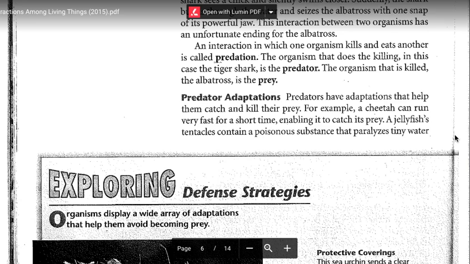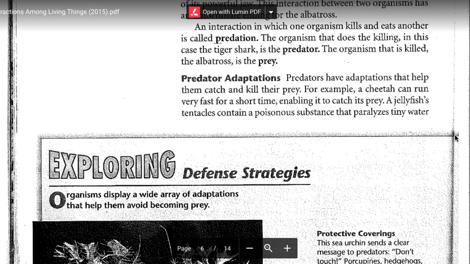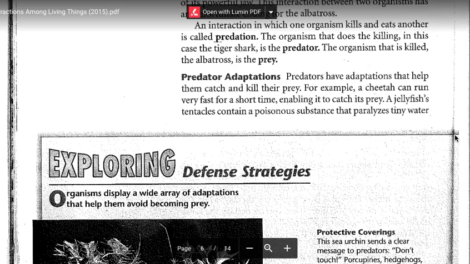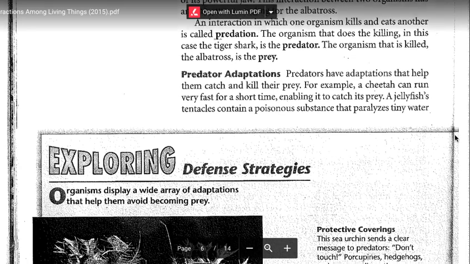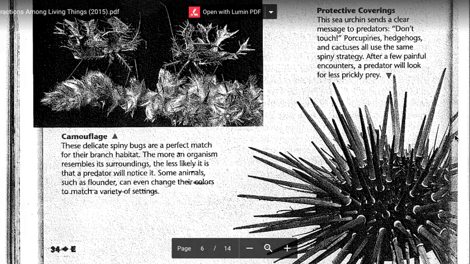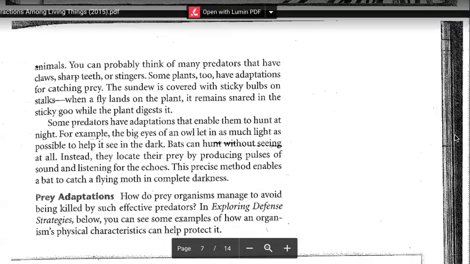Predator adaptations. Predators have adaptations that help them catch and kill their prey. For example, a cheetah can run very fast for a short time, enabling it to catch its prey. A jellyfish's tentacles contain a poisonous substance that paralyzes tiny water animals. By the way, side note, we don't call them jellyfish anymore. They're actually called jellies because they're not technically a fish. That was probably a bit science nerdy of me.